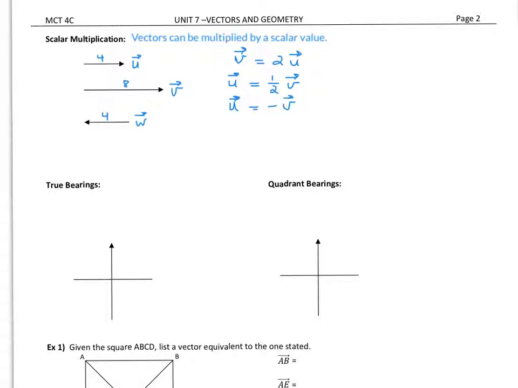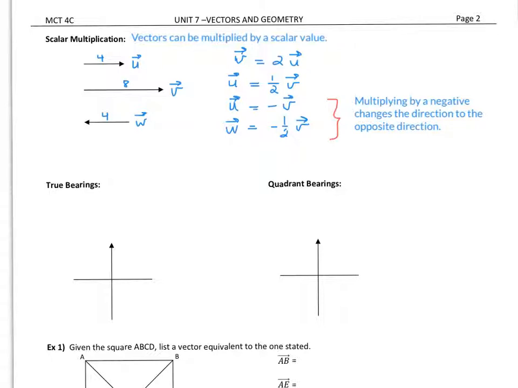So that's an important thing to know. And I could also say that w would be equivalent to, it's the opposite direction to v, and it's half the length of v. So I could say that w is equal to negative 1/2 times vector v. Okay, so a key idea is that when you multiply it by a negative, that is just going to change the direction to the opposite direction. So make sure you make note of that in your notes as well.